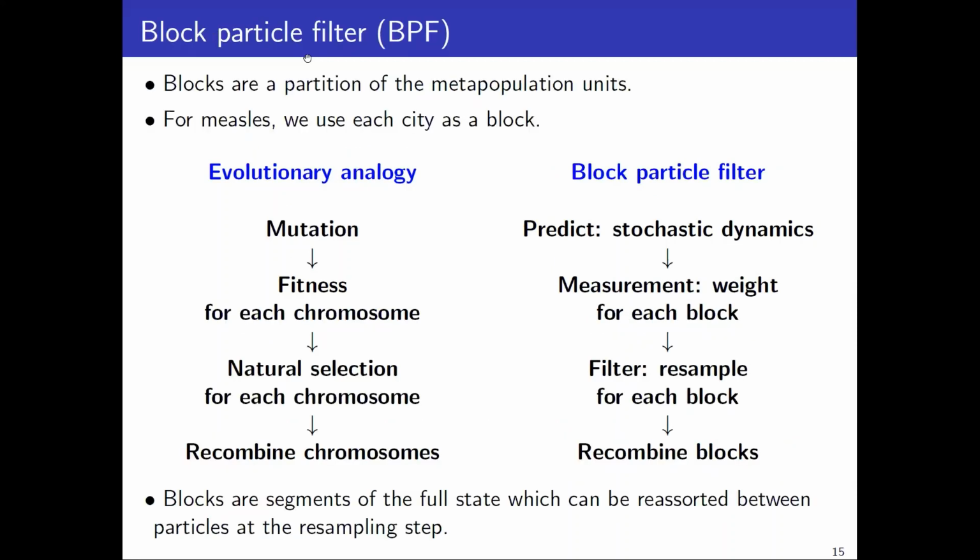So now I can tell you what a block particle filter is, and the blocks are a partition of the metapopulation units. And so in the context of the measles data that I showed you, you can think of a block as just what's going on in one city. That's sort of the natural unit. A metapopulation, almost by definition, is a collection of concentrated populations with space in between them where not all that much happens.